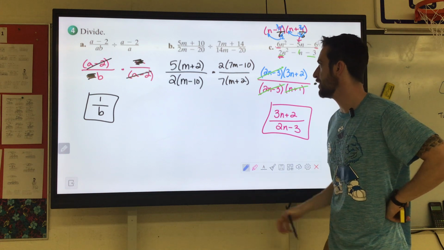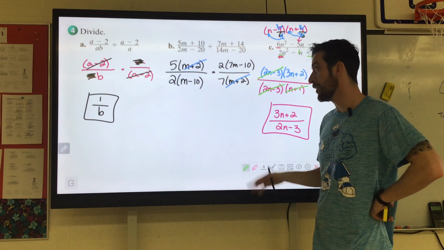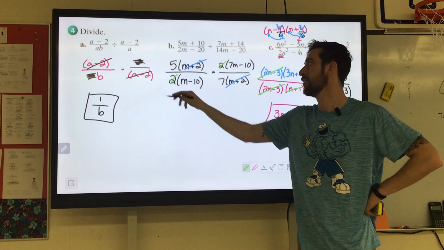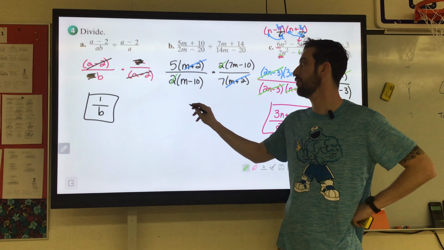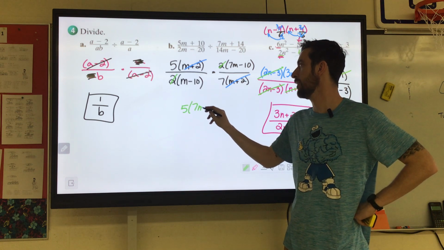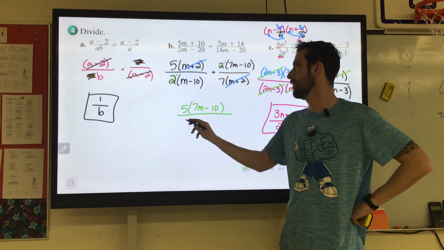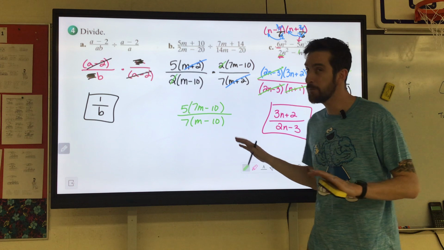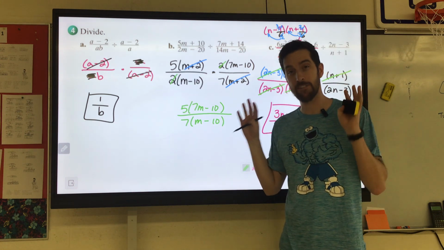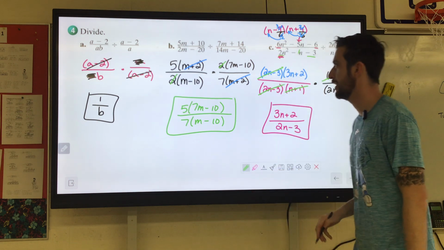Cool, what can we cancel out? I see an m plus 2, that's cool. I see a 2 on the outside. Anything else? No. So up top we have 5 and 7m minus 10. Denominator we have a 7 and the m minus 10. Now, there's some similarities there, but it has to be the exact same thing for us to cancel it out. So this is all we can do on that one.